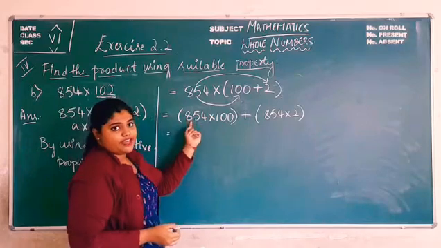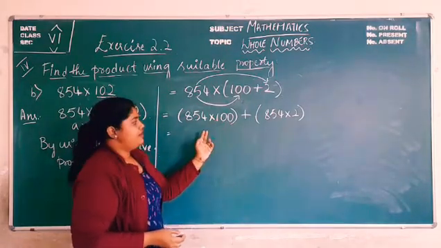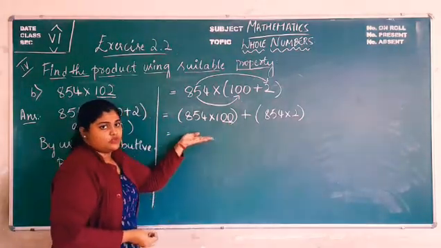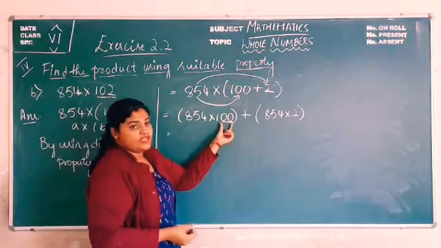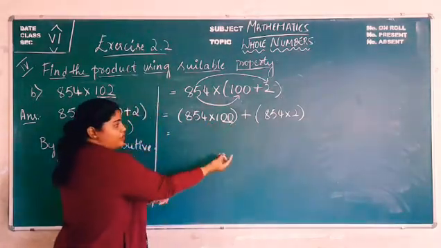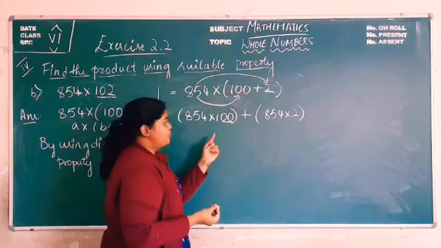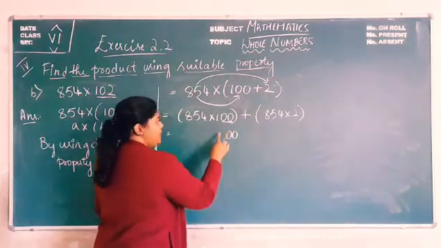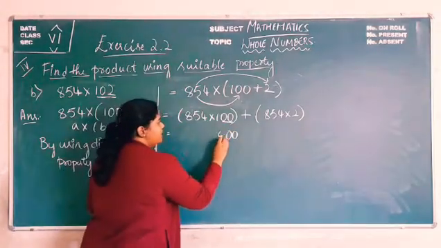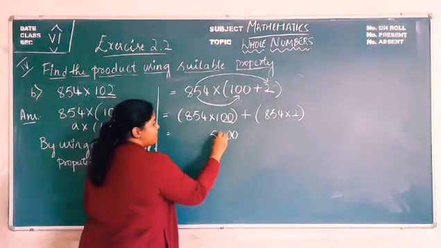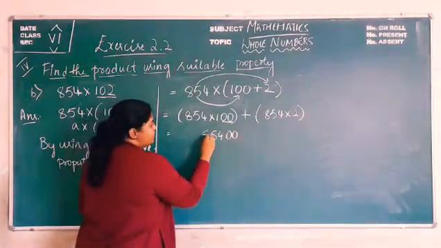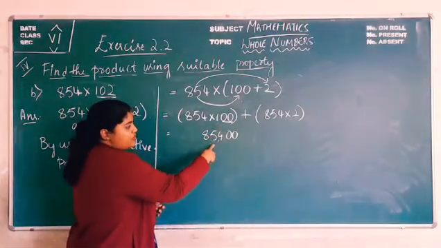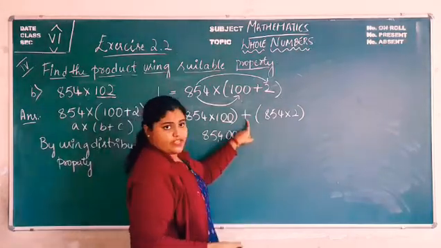So in the first bracket we are having 854 into 100. So here, since we are having zeros at the end, we can straight away find the product. How will you do that? First we'll count the number of zeros. So 1, 2. So here we are having 2 zeros. So I'll write 2 zeros. Then 1 4s are 4. Then 1 5s are 5. Then 1 8s are 8. So we got 85,400. So we have solved this bracket.